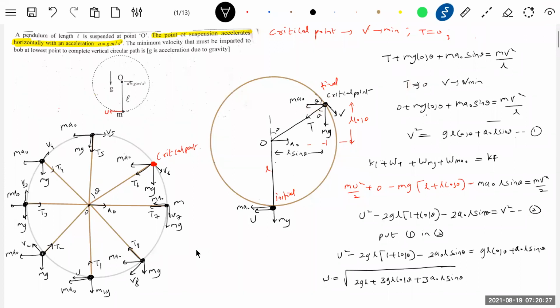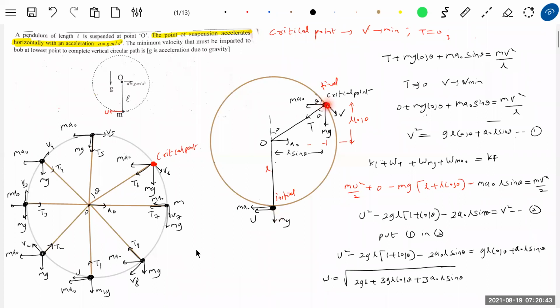The analogy is like this. Don't say highest point, say critical point. In the books they have said only highest point. What minimum velocity at the lowest point you should project to complete the vertical circle means at the critical point the bob must have critical velocity. How do you define the critical point?